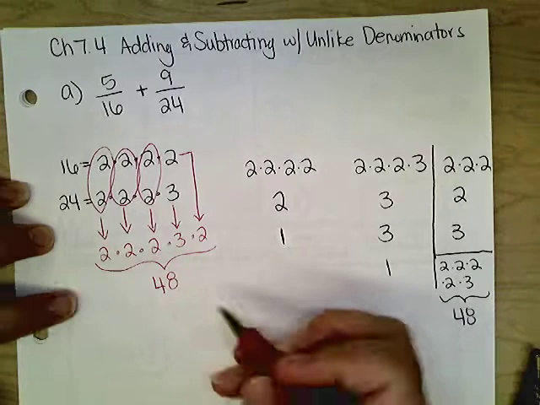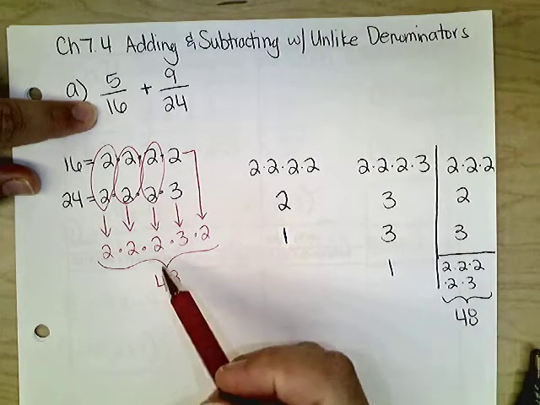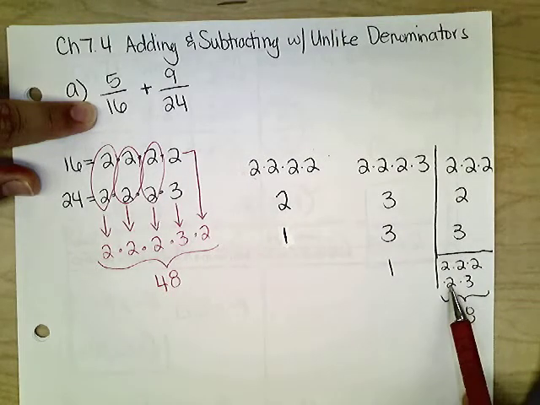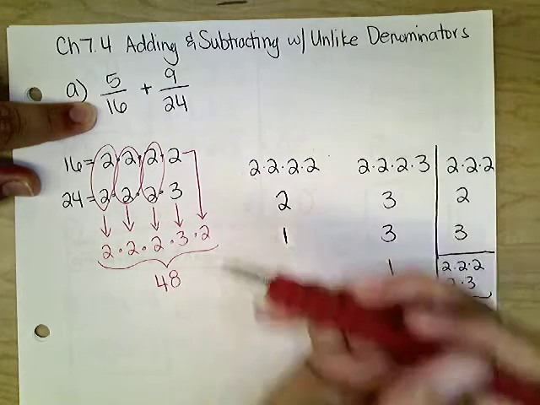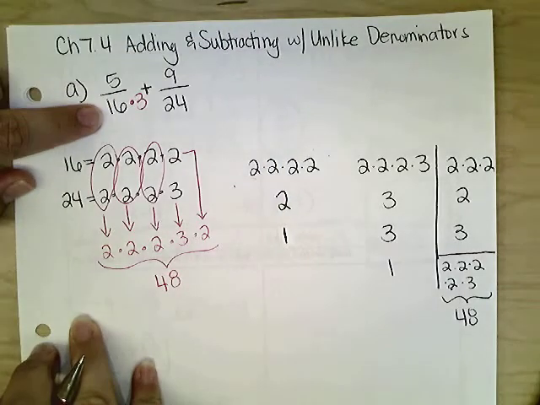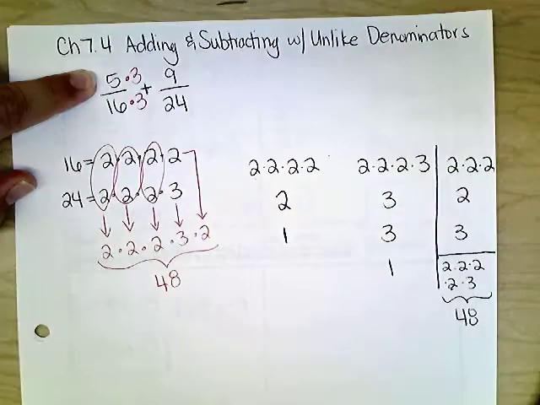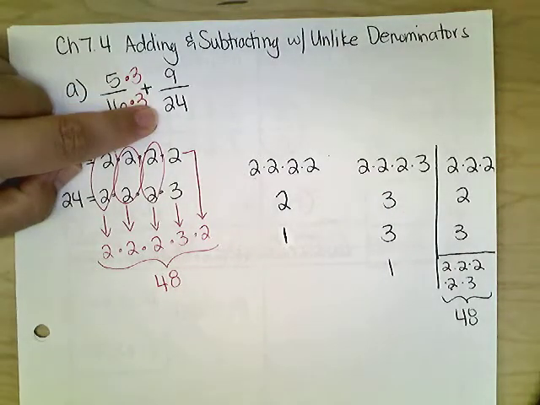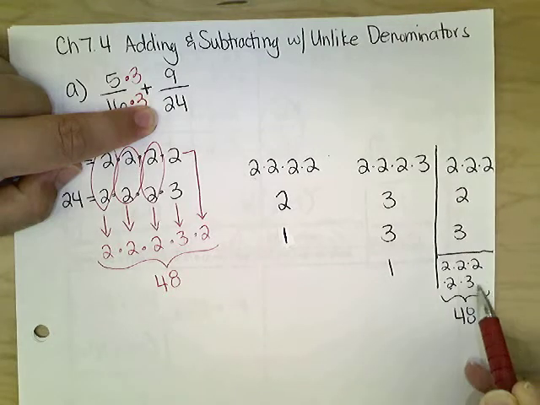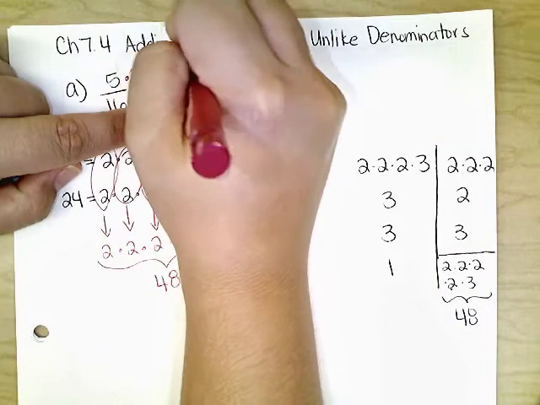So now we need to say, okay, how do we make 16 into 48? Well, 16 already had 4 2's, 1, 2, 3, 4 2's, so we're missing a 3, which means we need to take the 16 and multiply it by 3. And whatever we do to the bottom of a fraction, we do to the top of a fraction, times 3. Same thing for 24. We had 3 2's and a 3. We're missing this 2 here, so I'm going to multiply the top and the bottom by 2.